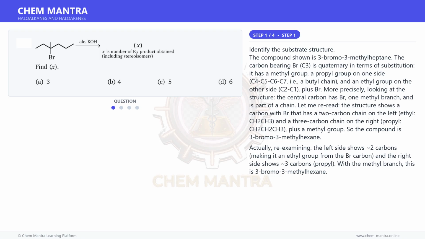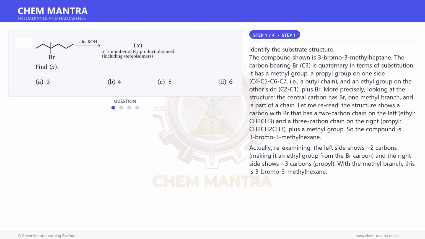3-bromo-3-methylheptane. The carbon bearing Br, C3, is quaternary in terms of substitution. It has a methyl group, a propyl group on one side, C4 C5 C6 C7, i.e., a butyl chain, and an ethyl group on the other side, C2 C1 plus Br. More precisely, looking at the structure, the central carbon has Br, one methyl branch, and is part of a chain.